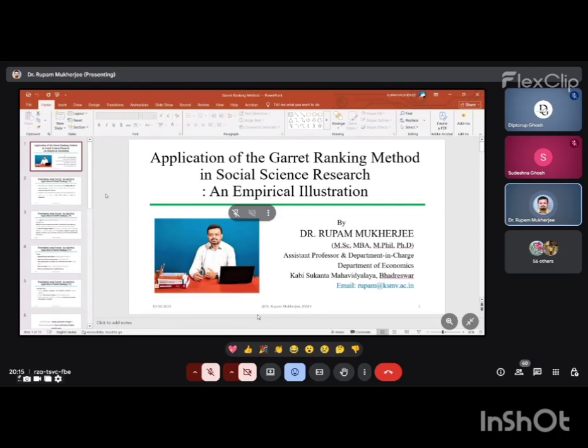Today's presentation, I will talk about the application of the Garrett ranking method in social science research, an empirical illustration. I have given this name, and you will understand that to understand this particular tool, it requires no software, no advanced training, no prior knowledge about statistical tools, methods, econometric modeling, nothing. You need to know nothing. Just basic Excel skills and the simple arithmetic that we learned in our school days. But it provides very meaningful results for social science research.